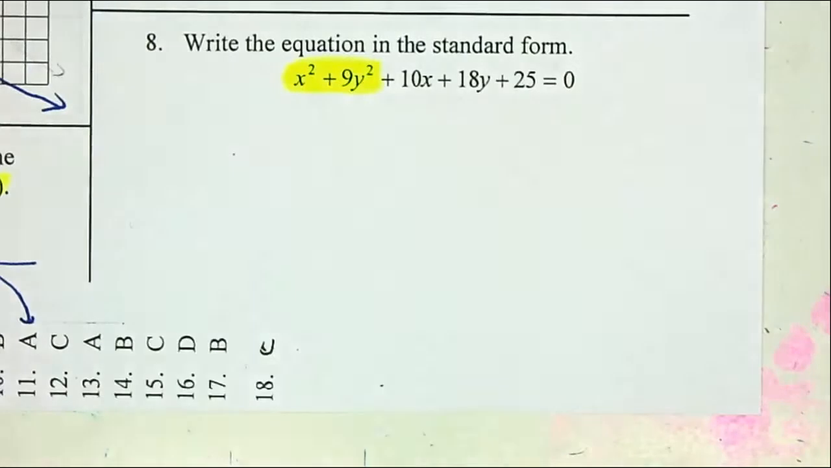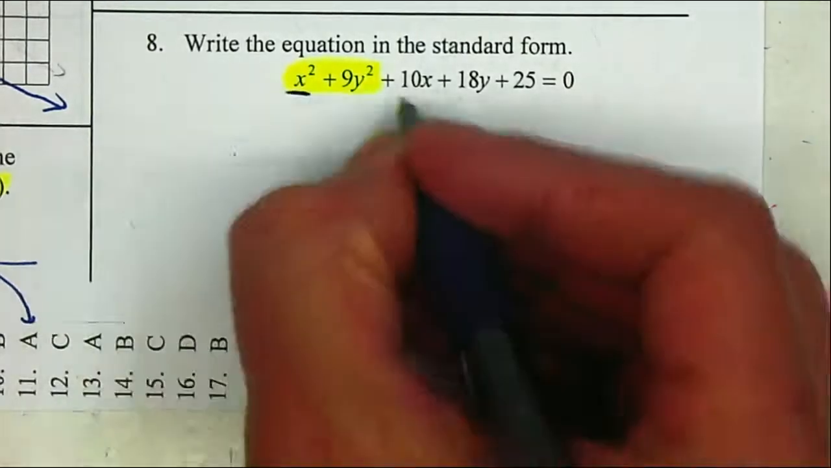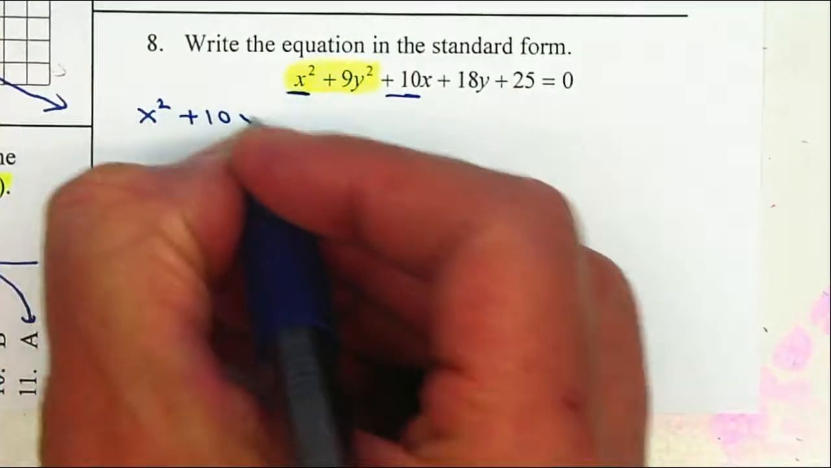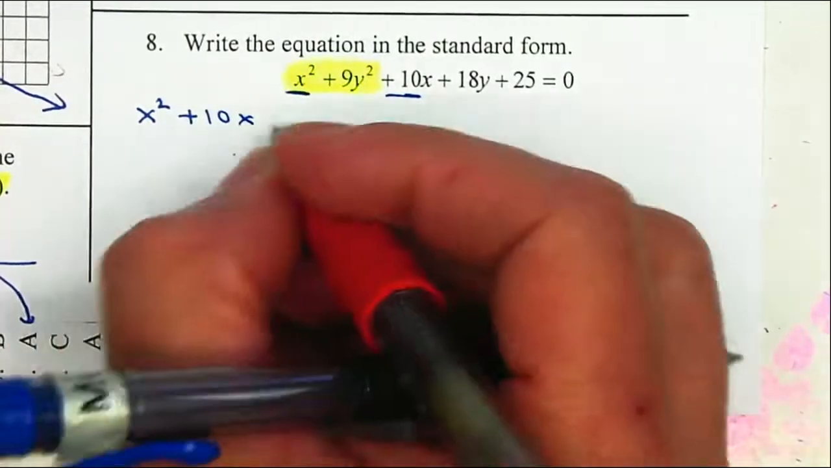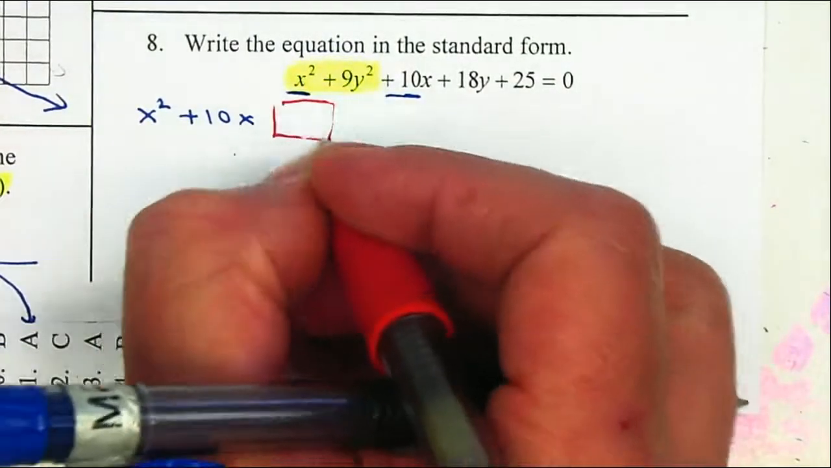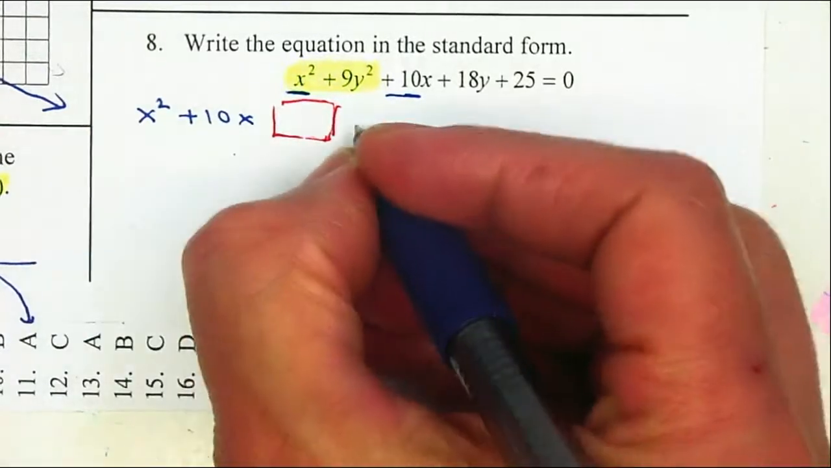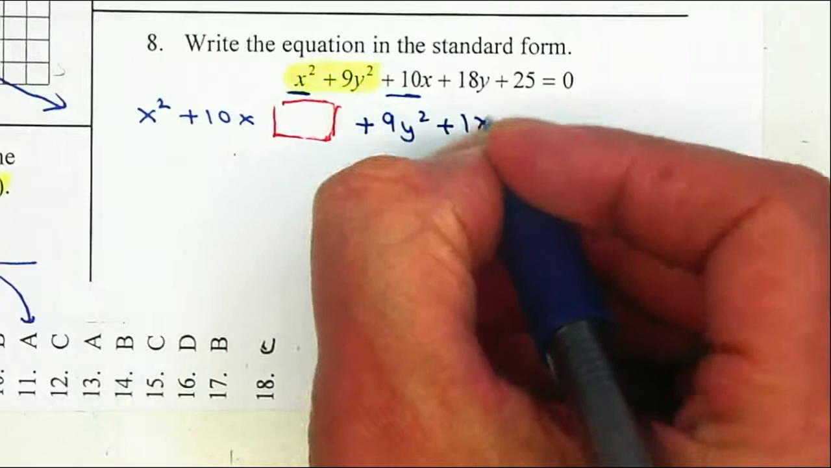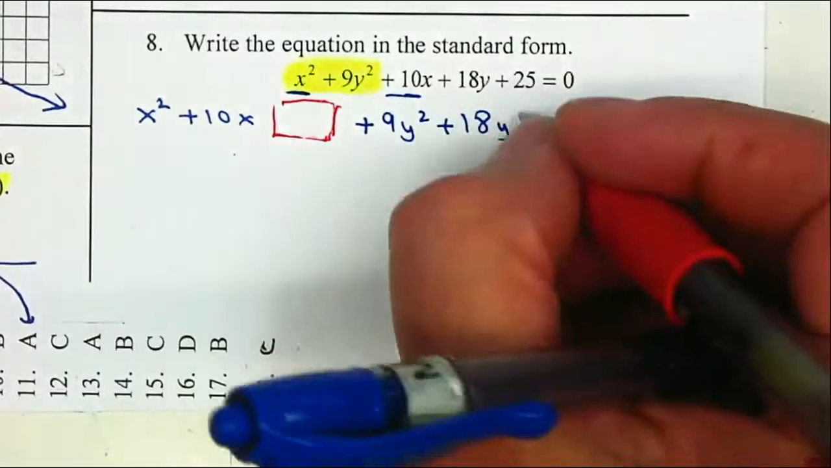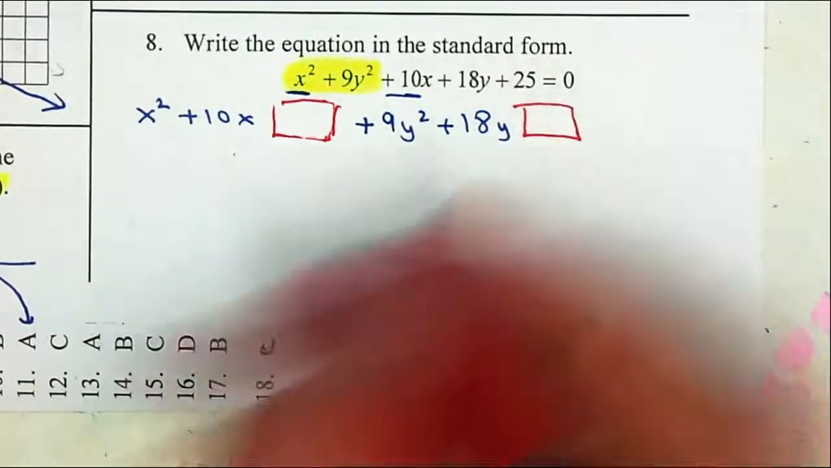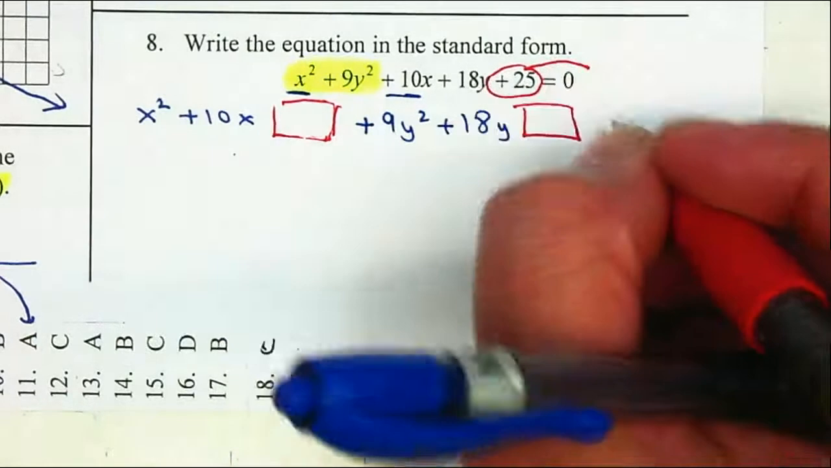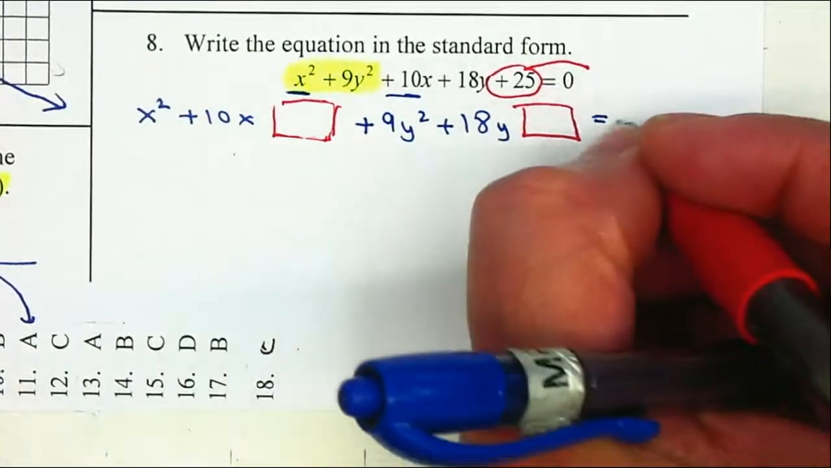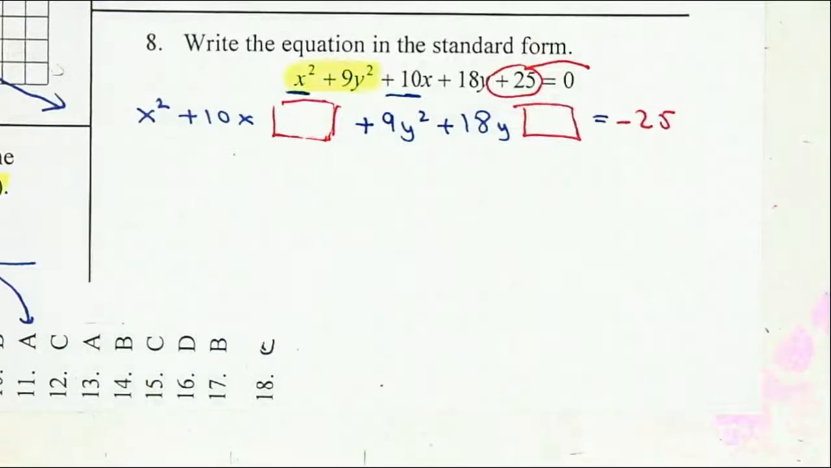So let's go through the process. I'm going to group my x's together. X squared plus 10x. I'm going to complete the square, so I'm going to leave some space in here. Then we have the y's together, 9y squared plus 18y. I'm going to complete the square. And I'm going to move my 25 to the right. Don't forget that whenever you move it to the right, it becomes the opposite. Basically subtracting 25 on both sides. But this makes it just a little bit easier.